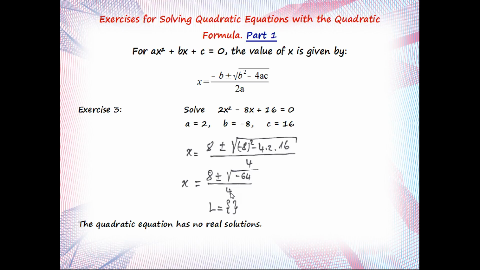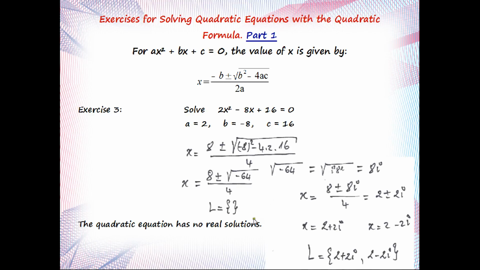At this point, we have a negative number inside the square root. If you haven't learned about complex numbers yet, then we would have to stop here, and the answer would be: the quadratic equation has no real solutions. If you do know about complex numbers, then we continue the calculations as follows.